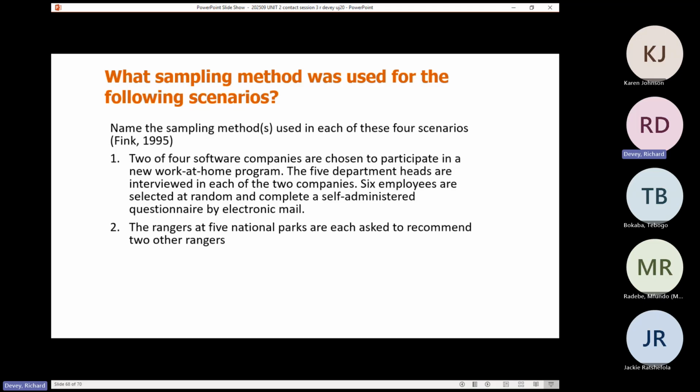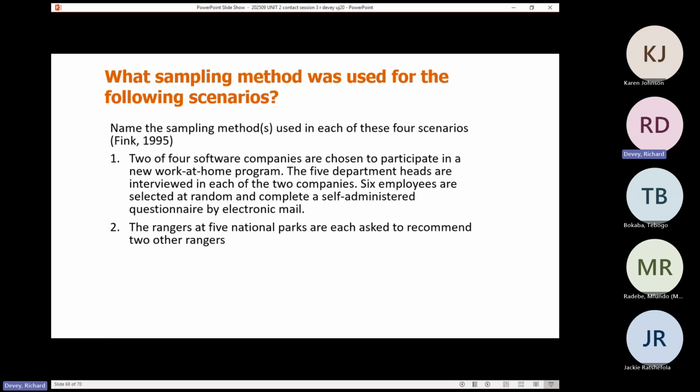Any suggestions? So there's three things going on here for different units. If we look at the first one, the two of four software companies are chosen. We don't know how they're chosen. They could be chosen at random, or based on some kind of non-probability method. So the key thing there would be to explain the process of choosing the companies.